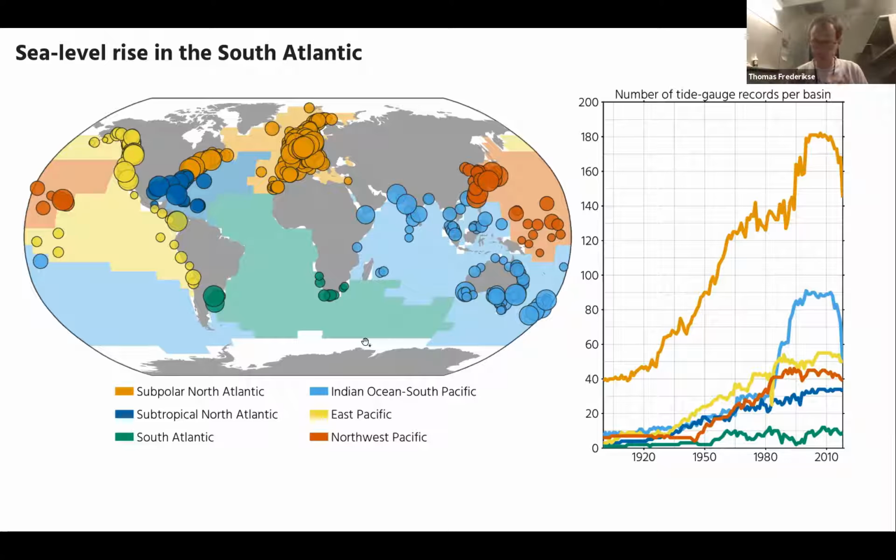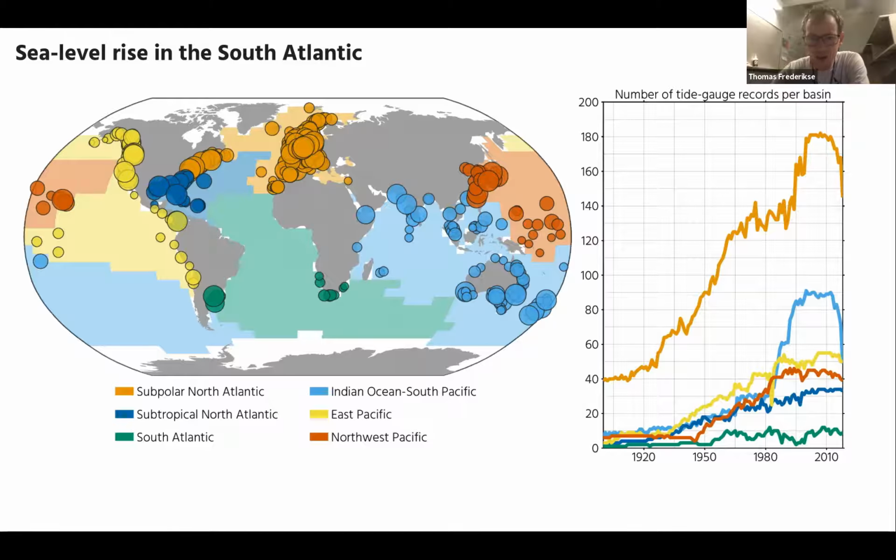So it gives a lot of uncertainty, both in understanding what happens to global mean sea level, because a large part of the sea is engaged, but also for regional sea level, like how does the South Atlantic behave compared to the other regions? That's really difficult to constrain, because we just don't know what exactly happens here.